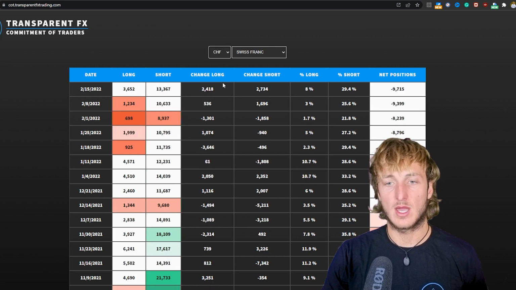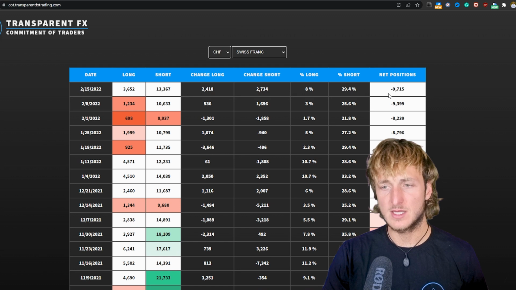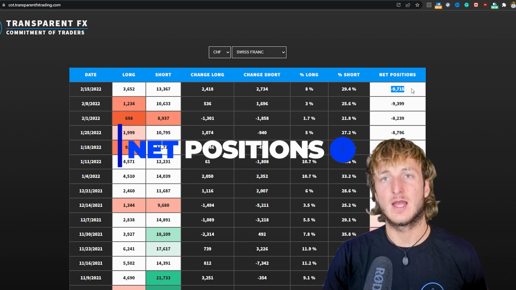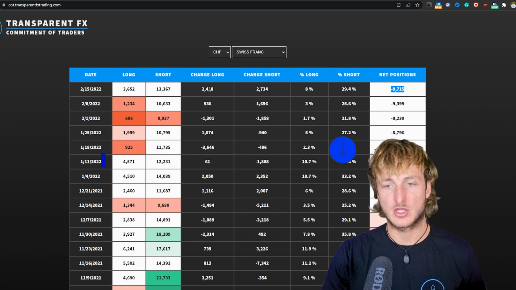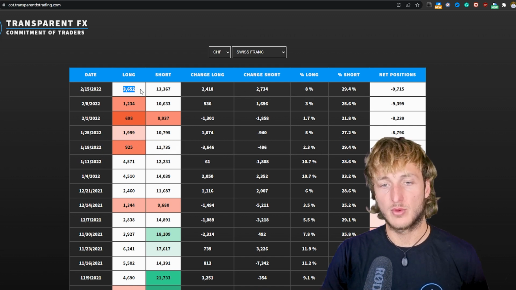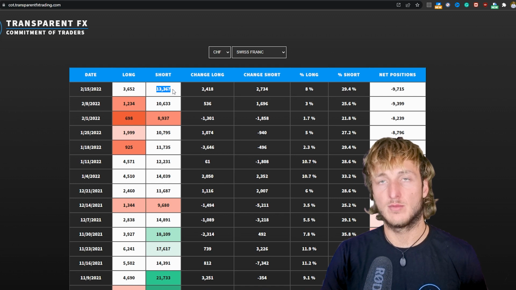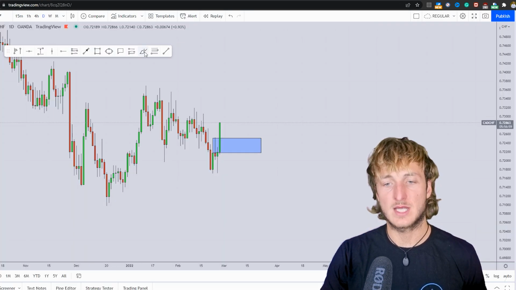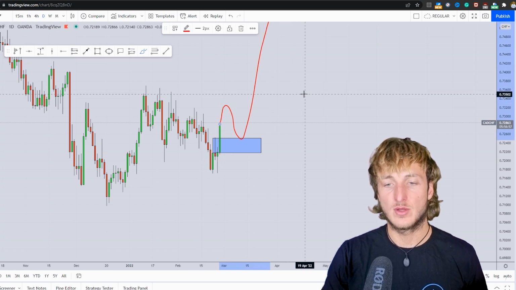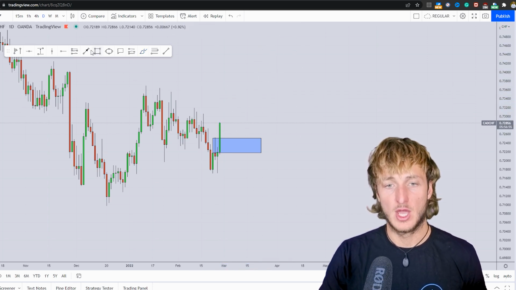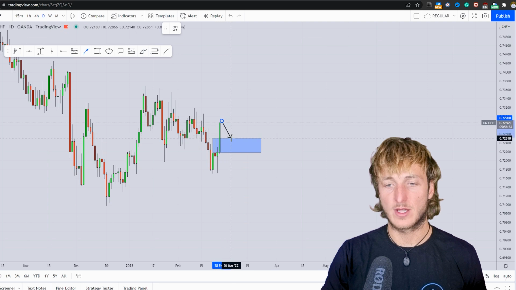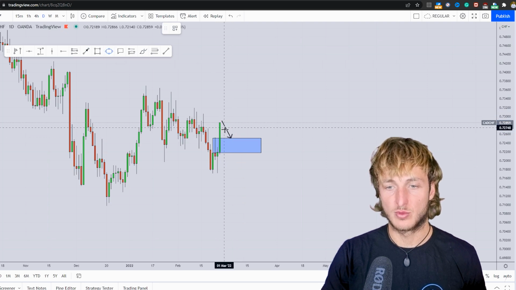And if we go and see what we have on the CHF, we can see how at the moment we're sitting with a negative net positioning of minus 9.7k net positions, with 3.5k longs and 13.3k shorts. So the CHF is weak, the CAD is strong, which is exactly what we need in order to create more continuation to the upside.